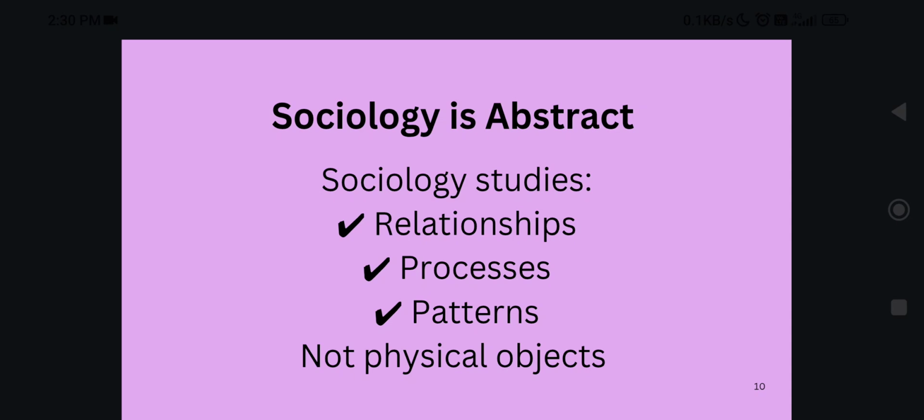Another characteristic is that sociology is abstract. Sociology studies relationships, interactions, and social processes rather than physical objects. For example, concepts such as cooperation, conflict, authority, status, and role cannot be touched or seen directly. However, they strongly influence social life. Therefore, sociology focuses on abstract social relationships and social processes.